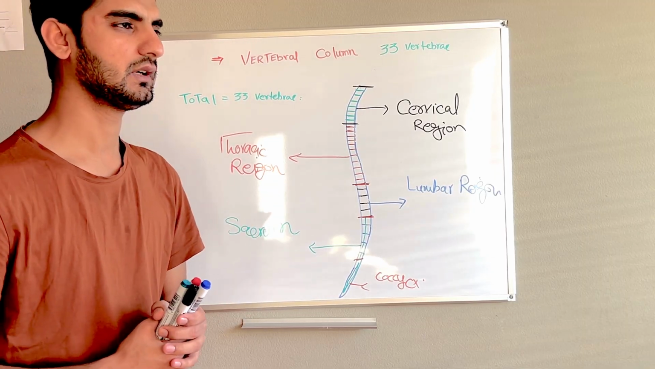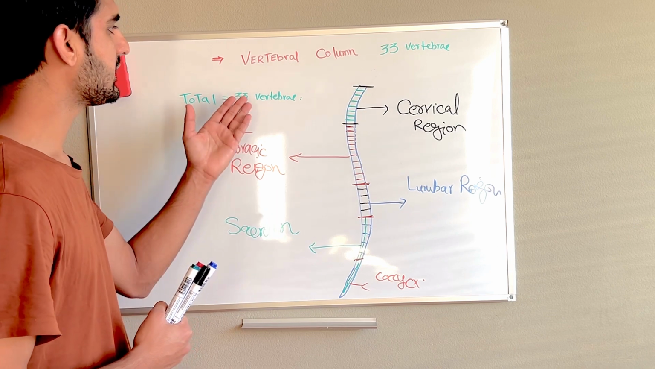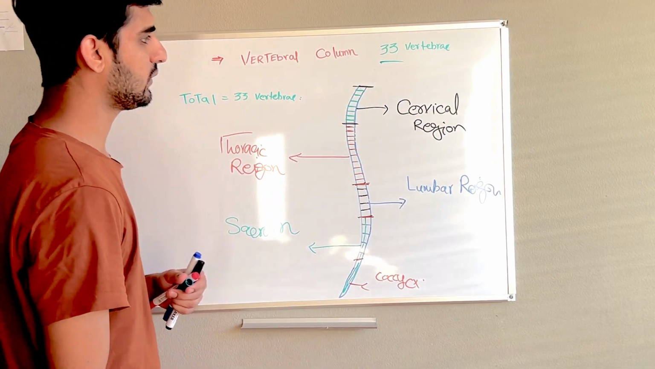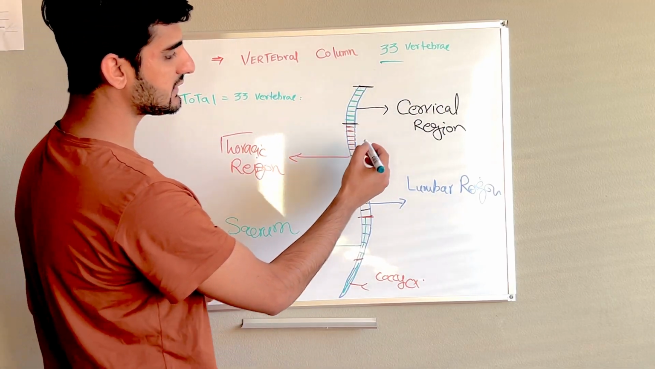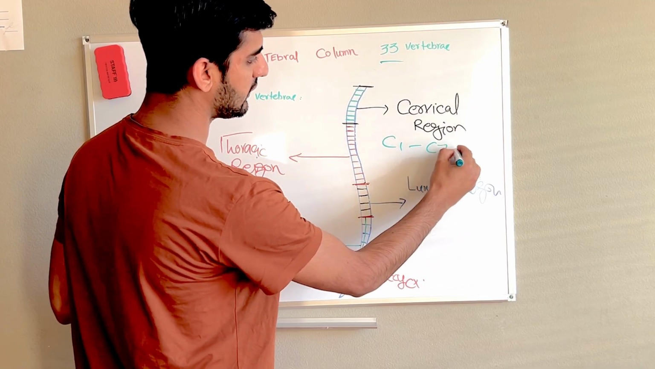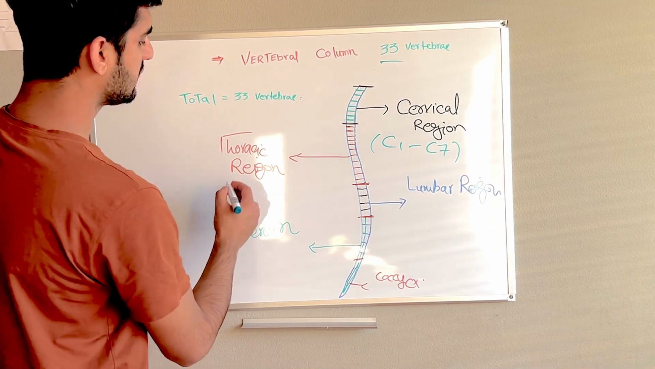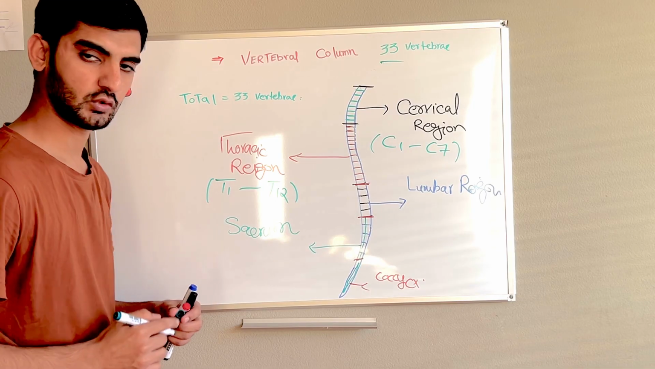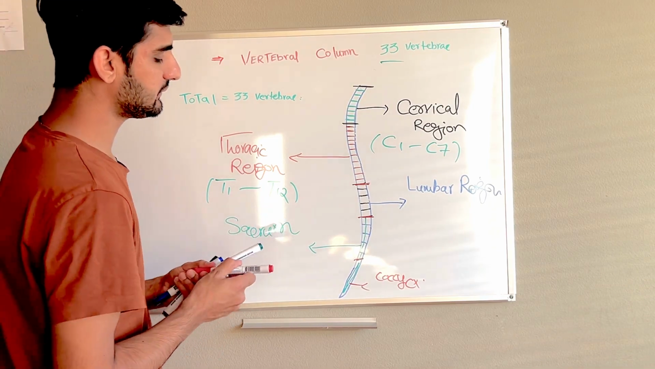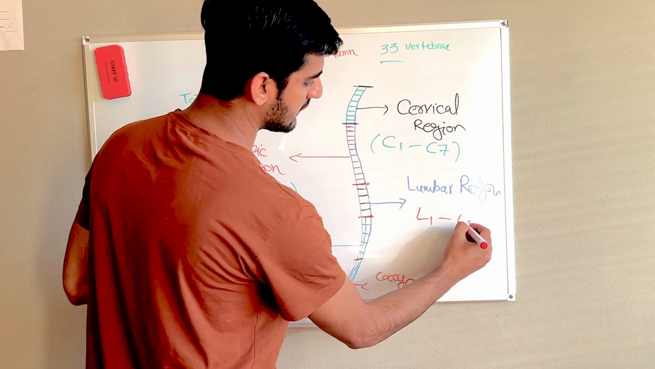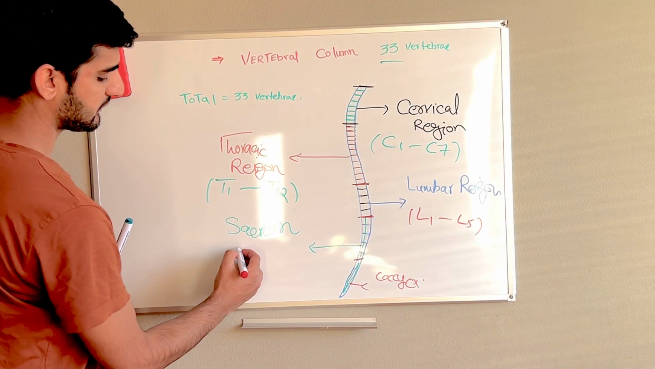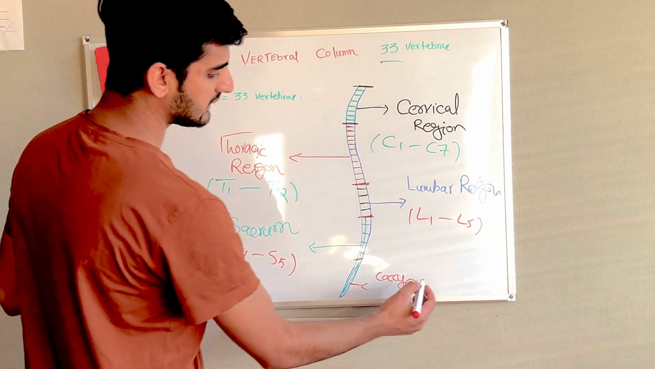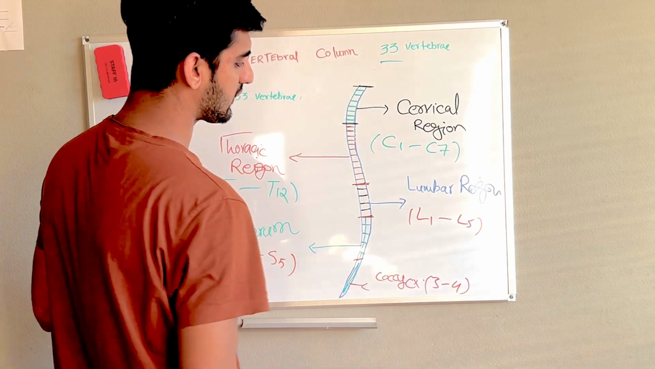Because we know in the vertebral column we have 33 vertebrae in total. First, we have the cervical region, from C1 to C7, the cervical vertebrae. Thoracic is from T1 to T12, the thoracic vertebrae. In the lumbar region we have L1 to L5, the lumbar vertebrae. Sacrum is S1 to S5, but they are fused to each other in adults. And 3 to 4 we have the coccyx vertebrae.